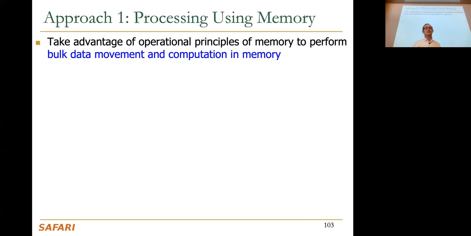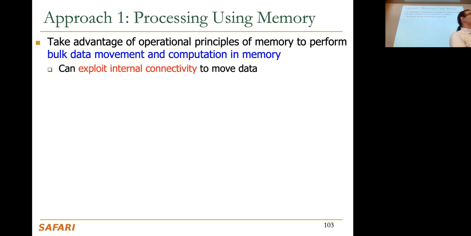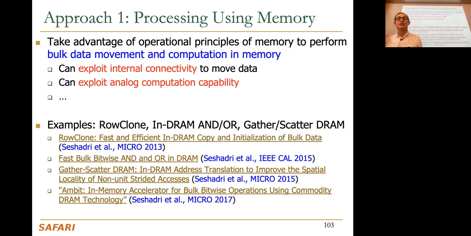So basically, processing using memory takes advantage of the operational principles of memory to do usually bulk data movement and computation in memory. You can, for example, exploit internal connectivity in the memory device to move data or initialize data, or you can exploit analog computation capability. I'm going to give you some examples from DRAM, which is the main memory technology that we use today.